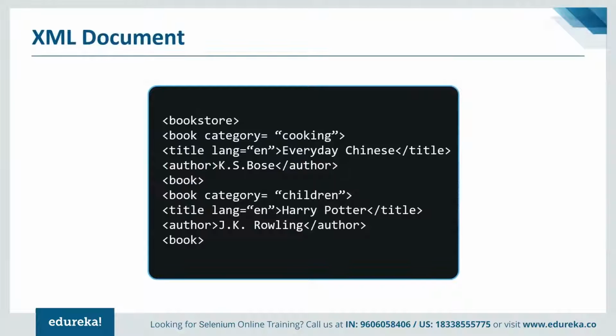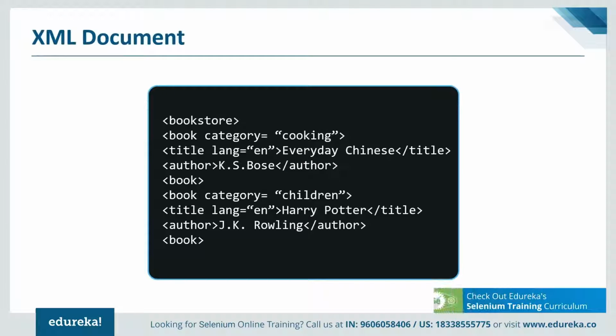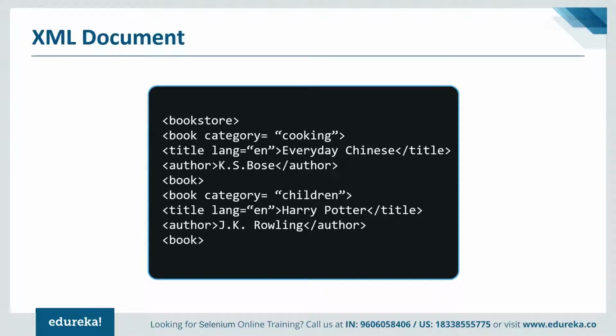So this is an example of an XML document where you have different tags and attributes. As you can see here, the bookstore node has a child node book. It is further followed by an attribute called category and its value is cooking. And this book node in turn has two child nodes, that is title and author.